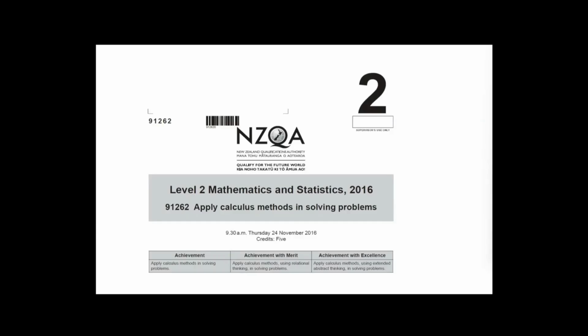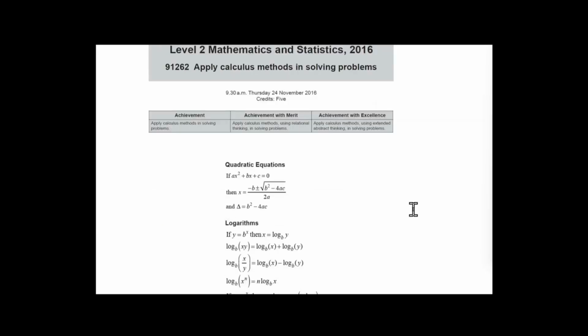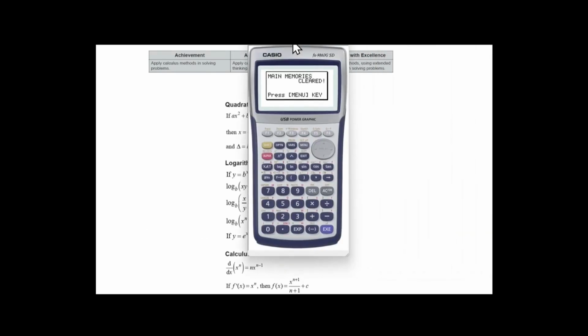Today we're going to do the 2016 Level 2 Mathematics paper, Calculus Methods in Solving Problems. Remember, this is just Level 2, so all of them are just going to be polynomials. There's not going to be any trig or logarithms or anything like that in this. This is from the NCEA site, and I'm just going to use the calculus formulae that are given in the formula sheet and the Casio emulator.